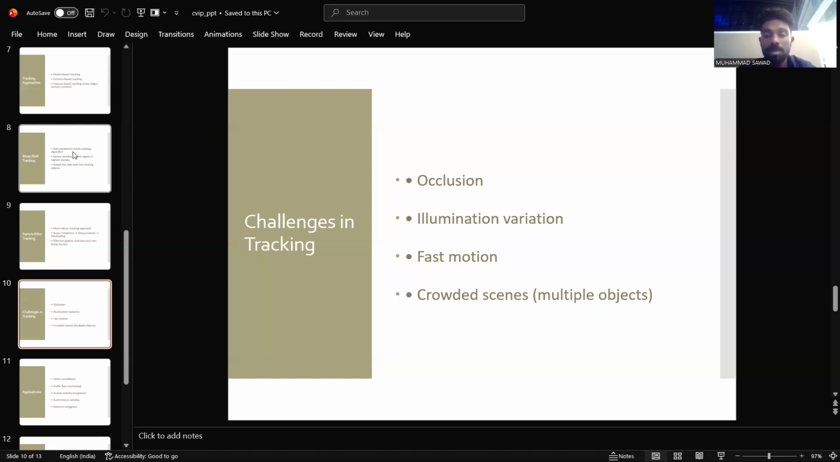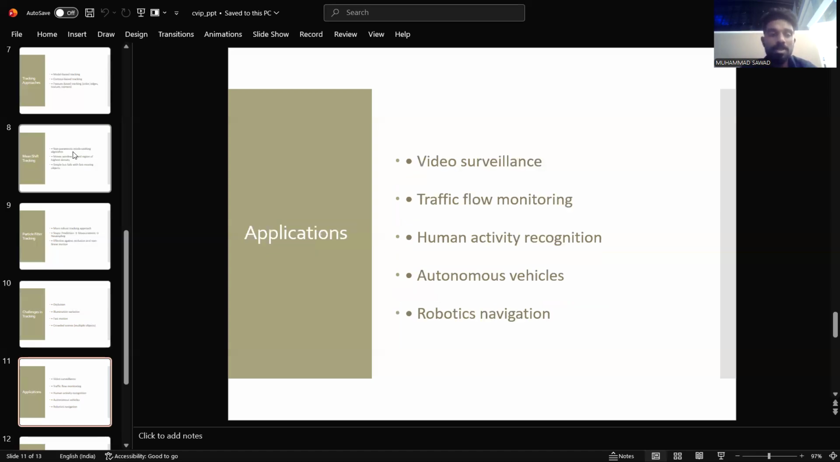The last one is crowd scenes, with multiple objects. Multiple people or vehicles make tracking identification harder, so confusion occurs. Very crowded scenes, like many vehicles overlapping each other, make tracking very difficult. Modern tracking systems try to combine multiple techniques to overcome these challenges. So the next one is the applications.